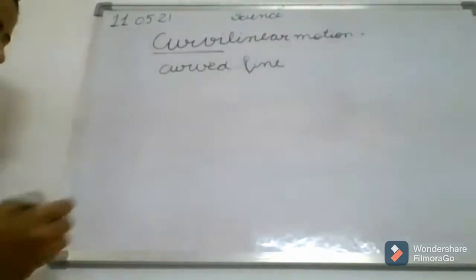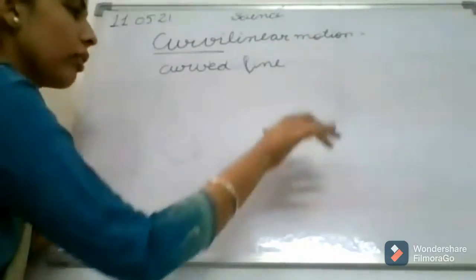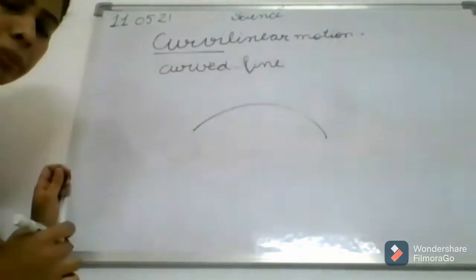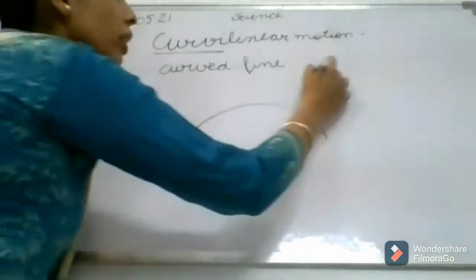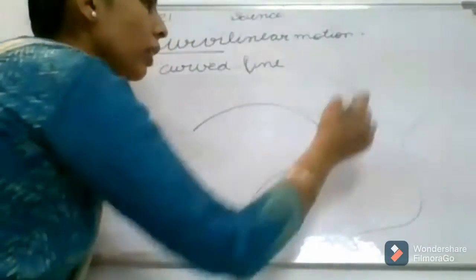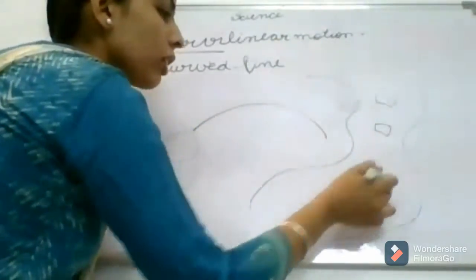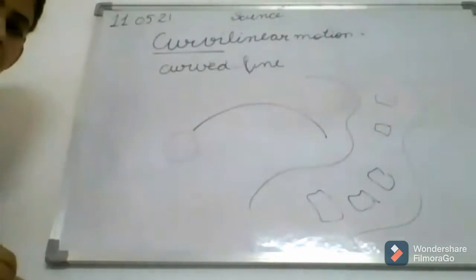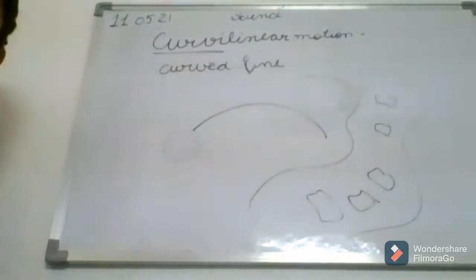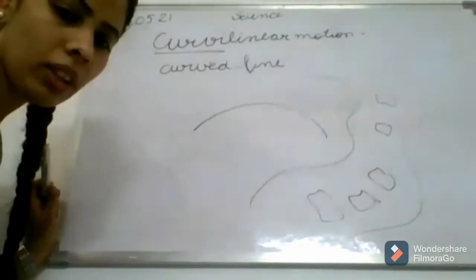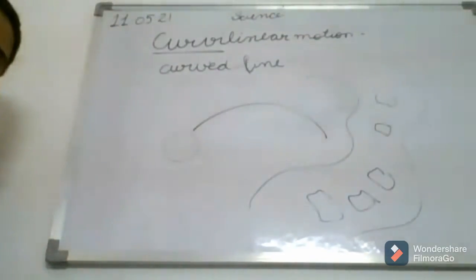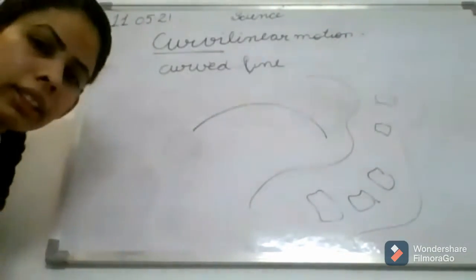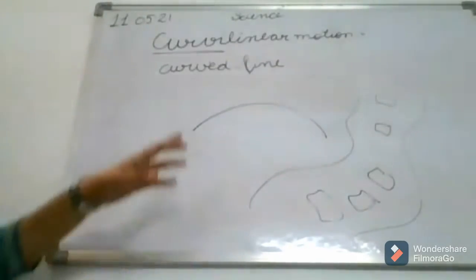Example, if I throw a ball in this way, what will happen? It will follow a path. It is curvilinear. Clear? Now, if a car is moving on a curved road in this way, the road is of this type, and the car is moving, it is an example of curvilinear motion. Clear? So the next is, students, see here, if I am throwing this ball, what is happening? It will go in a curved path. It will follow a curved path.